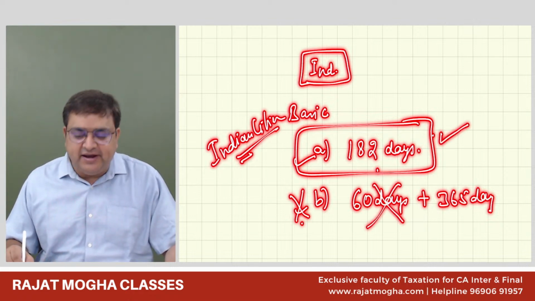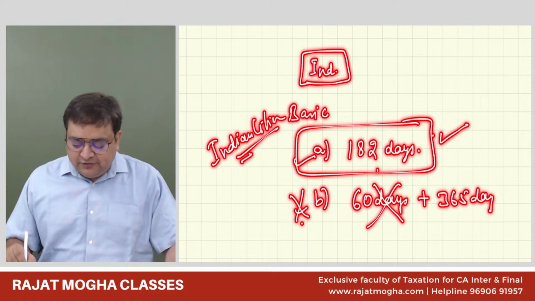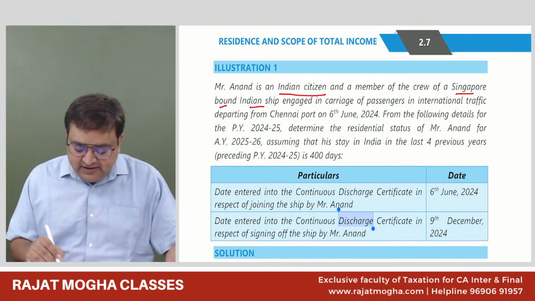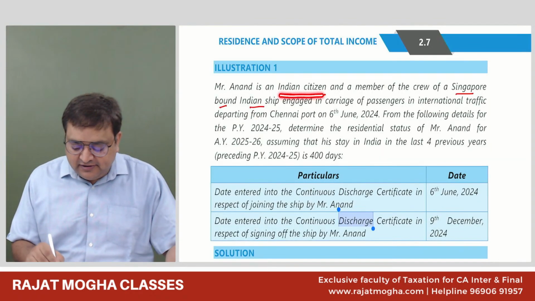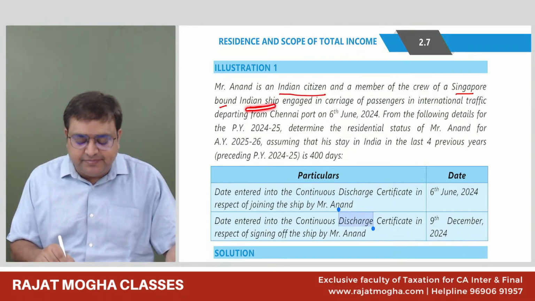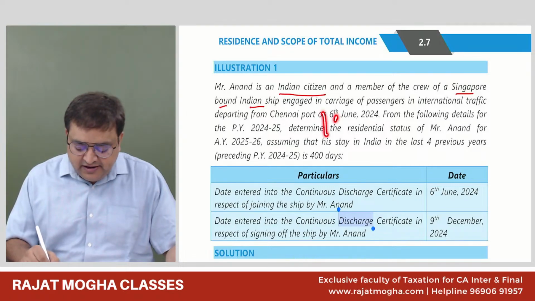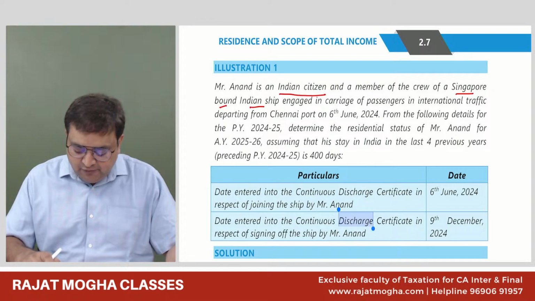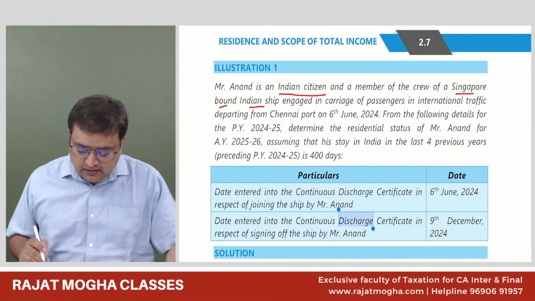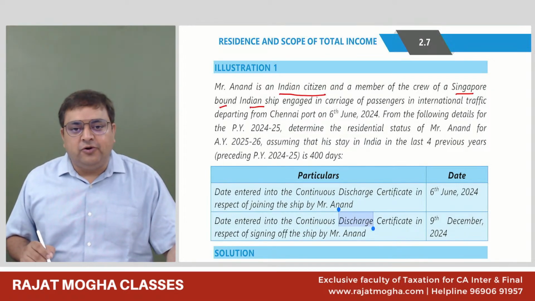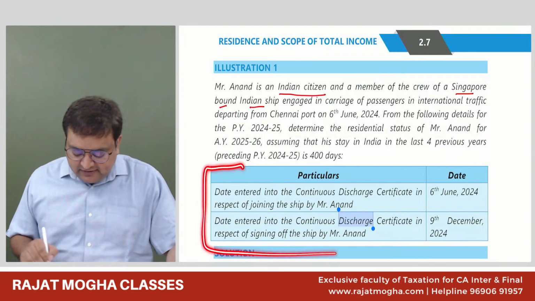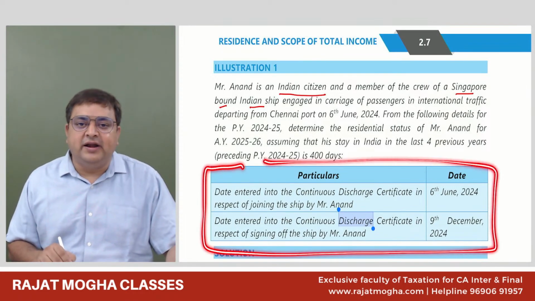So it is written over here. The date entered in the continuous discharge certificate in respect of joining the ship by Anand is 6 June 2024. This is the starting date of the continuous discharge certificate. From 6 June onwards, we assume that he is not in India. So 6th June we will not include, we will include till 5th June only. Everybody okay with it? And the second is the date entered in the continuous discharge certificate in respect of signing off. Signing off means his journey ends on this date, which is 9th December 24.